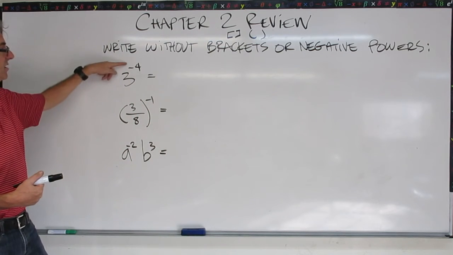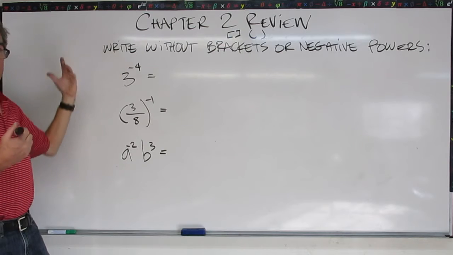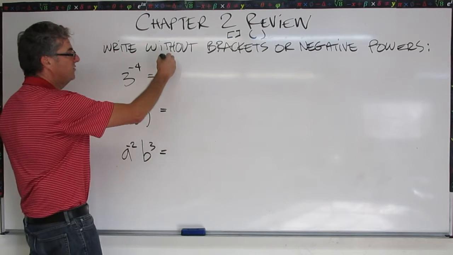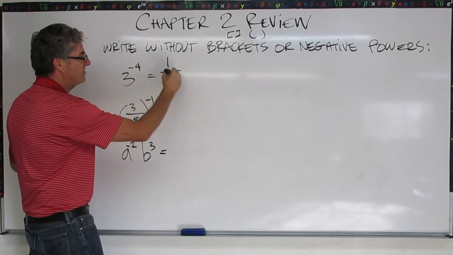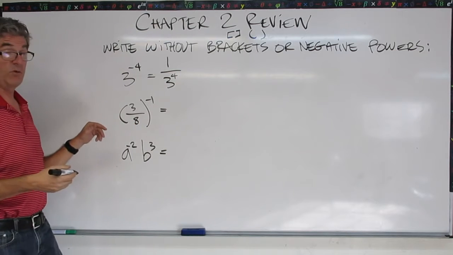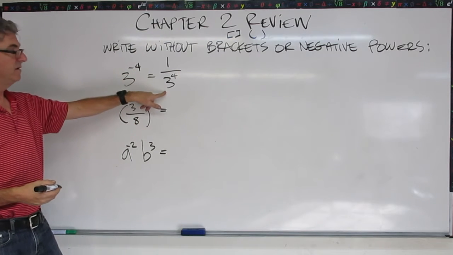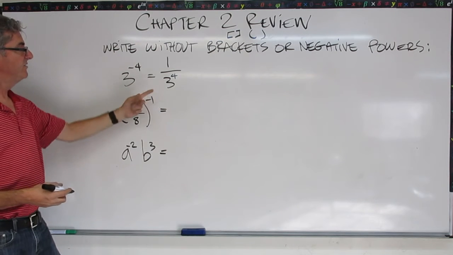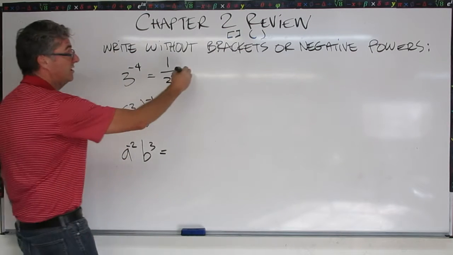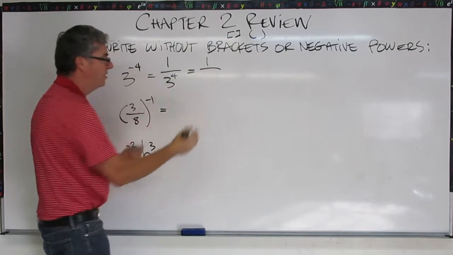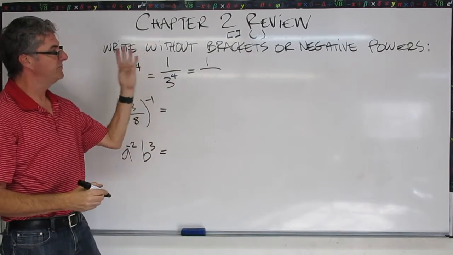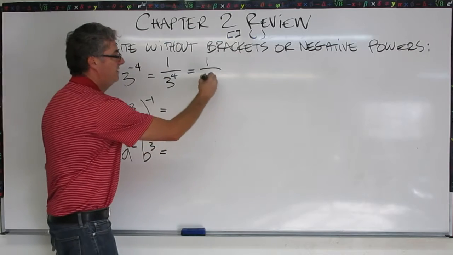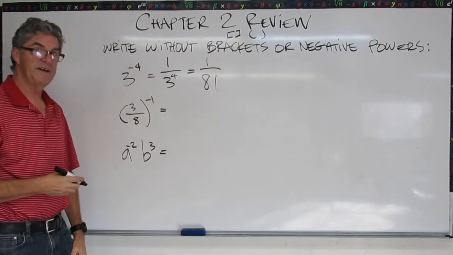Okay, so here we have a negative power. From the exponent laws, we know that you can just move it down to the bottom of a fraction. This is 1 over x to the 4. So x to the negative 4, 1 over 3 to the 4. Okay? So, and now we can do 3 to the 4. That's pretty simple. That's 1 over 3 times 3 times 3 times 3, which is 81. 3 to the 4th power is 81.